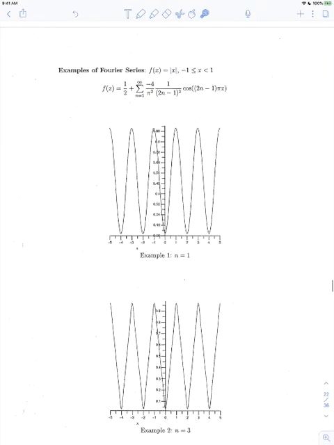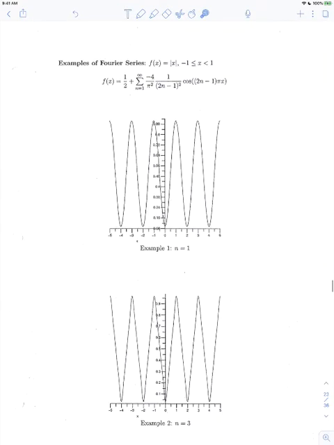Let's take a look at this series, the absolute value of x. So here we're going to look at the case where L is equal to 1. So that means we're looking at the interval from -1 to 1. Again, I'm not including both endpoints, just for periodicity reasons.